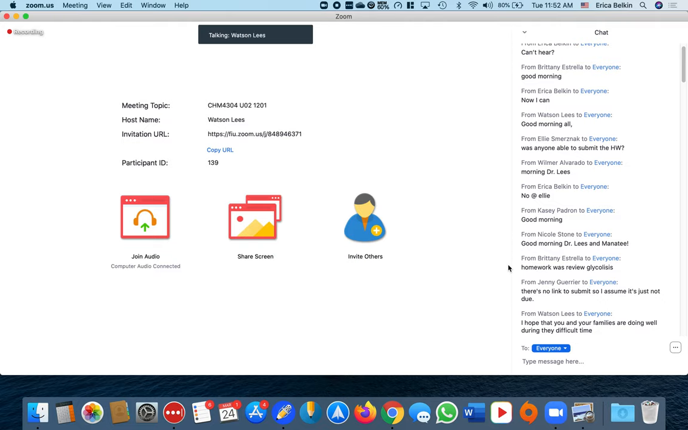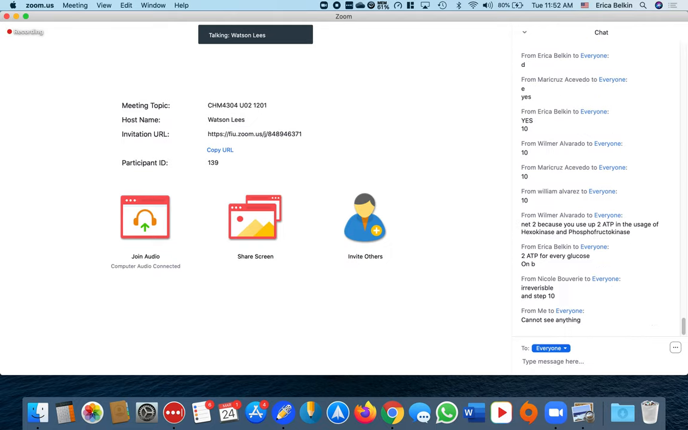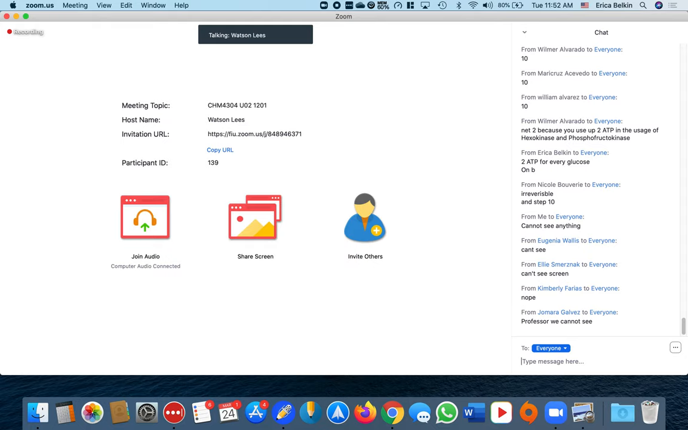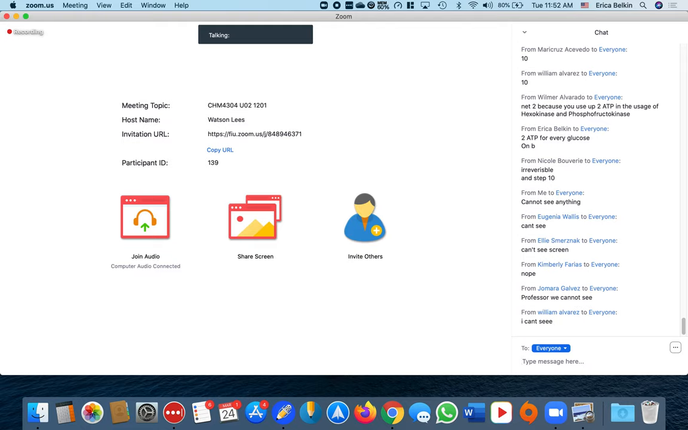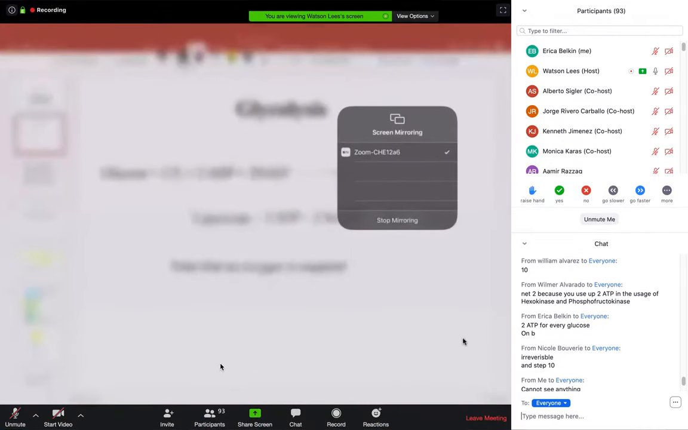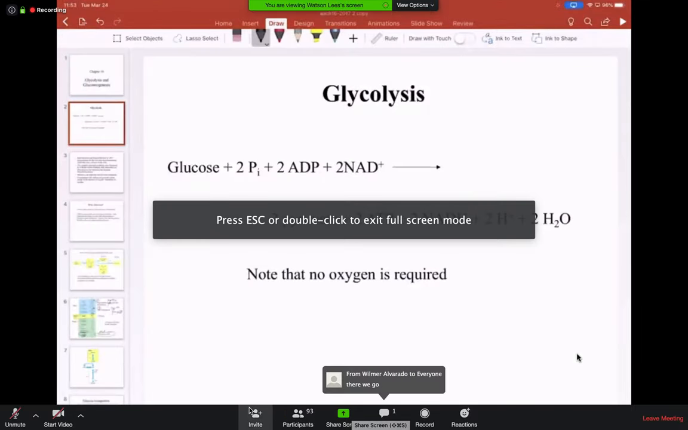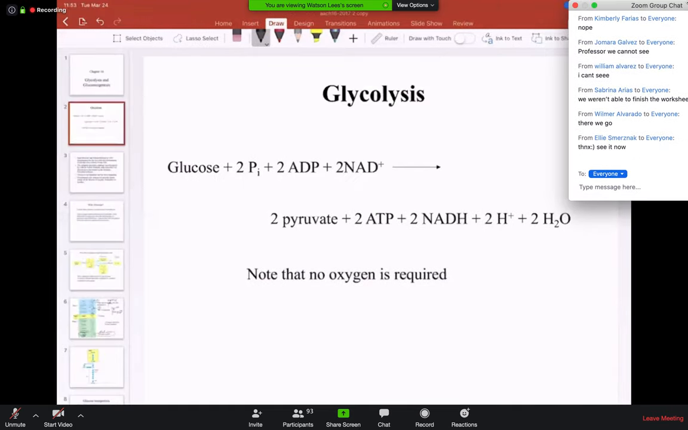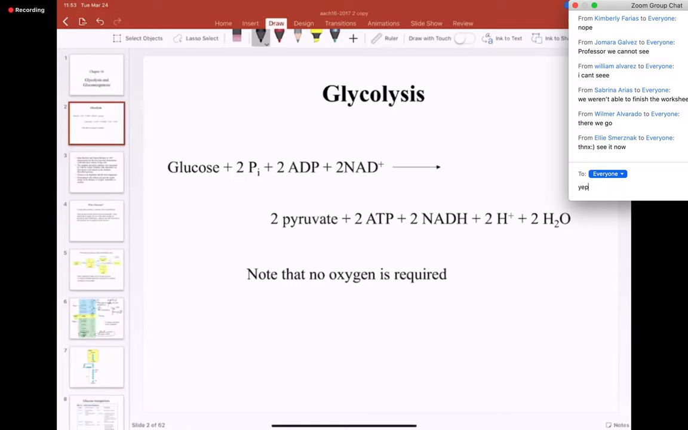So shown here is the overall reaction for glycolysis, and again, the thing to highlight here is, you can't see anything. Oh, that's because I didn't turn it on right. Let's see what I can do. Hopefully you can see the screen now.